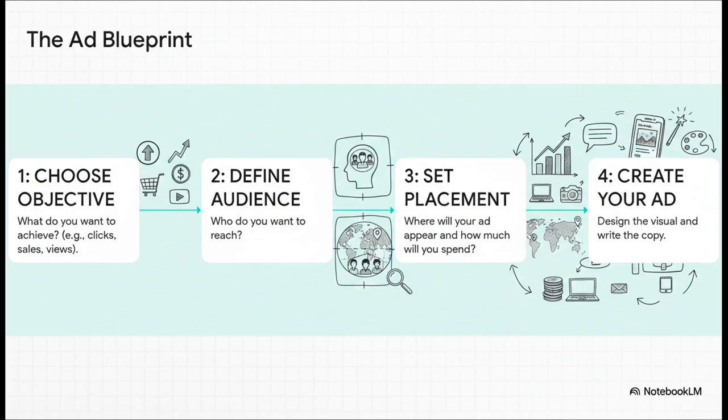Third, set your placement and budget. This is just deciding where the ad shows up, like in the feed or in stories, and of course, how much you want to spend. And then step 4, this is where the magic happens. You create your ad. You design the visuals and write the words that are going to make people stop scrolling.